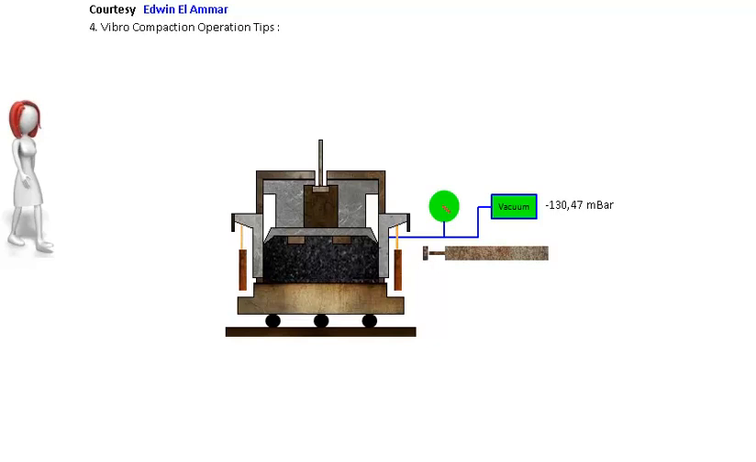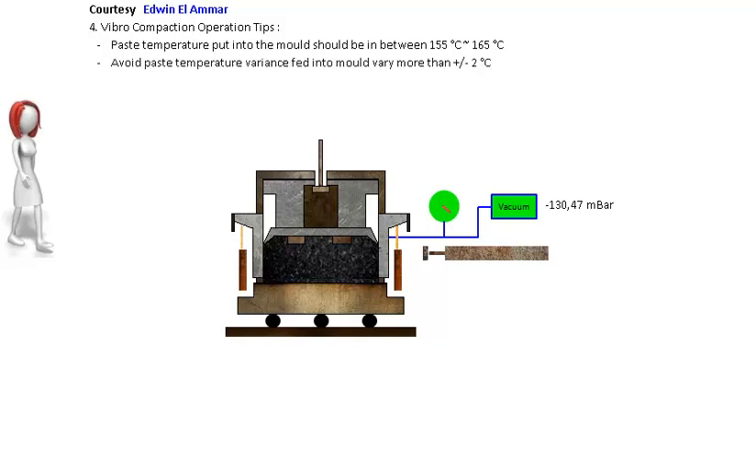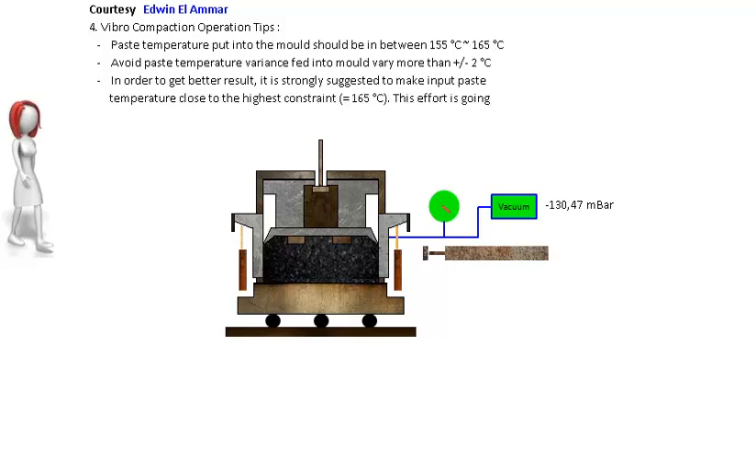For vibrocompaction operation tips: paste temperature put into the mold should be in between 155 degrees C to 165 degrees C. Avoid paste temperature variance fed into mold varying more than +/-2 degrees C. In order to get better result, it is strongly suggested to make input paste temperature close to the highest constraint, equals 165 degrees C. This effort is going to decrease viscosity, so it is easier for grains moving to find its optimum place in mold during vibration.